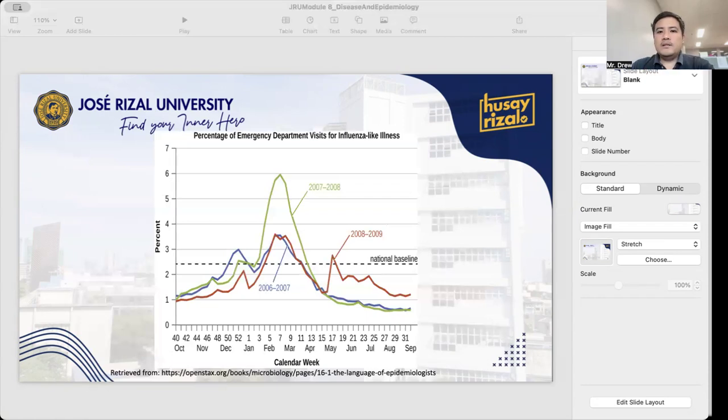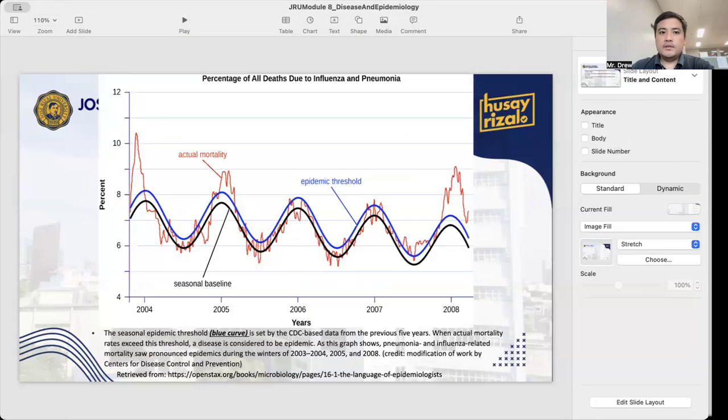Okay. So, you will see in this graph the percentage of emergency visits for flu-like symptoms. The blue one is 2006 to 2007. The red is 2008 to 2009, and the green is 2007 to 2008. This one is the percentage of all deaths due to influenza and pneumonia.